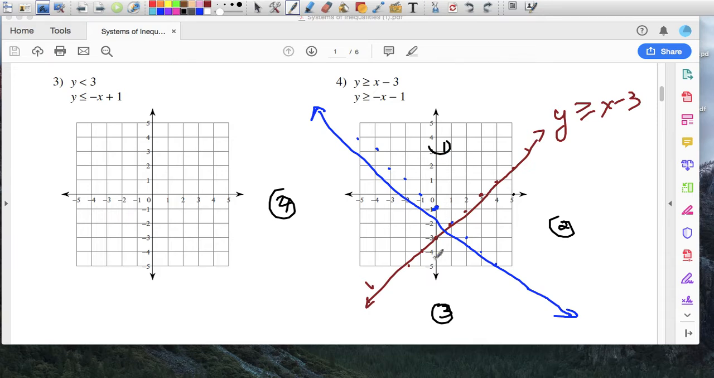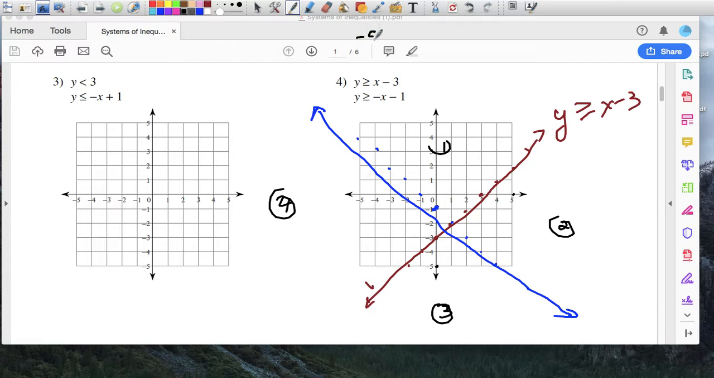Section 3, let me pick this point right here, which is 0, -5. It's 0 and -5 on the y-axis. So let me put it over here. -5 is greater than 0 minus 3. -5 is greater than -3? That is not true, right? So section 3, I don't even have to do the rest. It's already a bust.